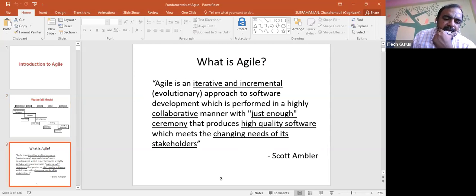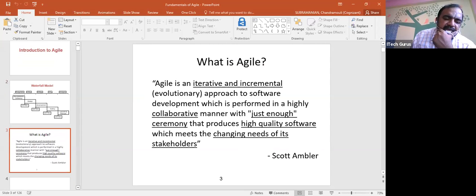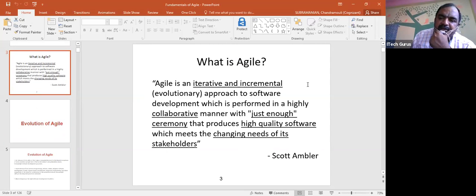No question? See, that leads to the definition of agile. Whatever we are discussing in this class, whatever is being used in the world, it is a definition being used by Scott Ambler. Scott Ambler is one of the agile pioneers in the world. He is the one who defined what is agile. So from now onwards, when somebody asks what is agile, you need to use this in a full sentence.